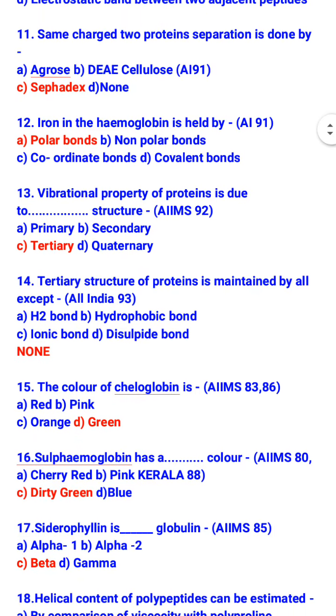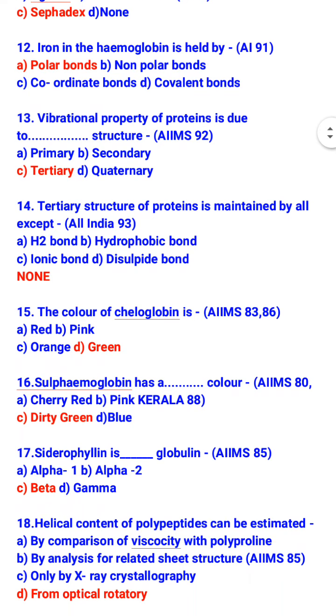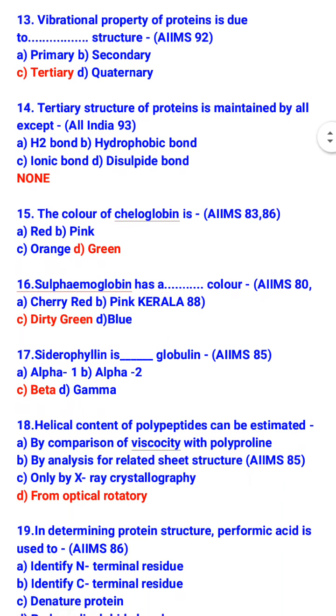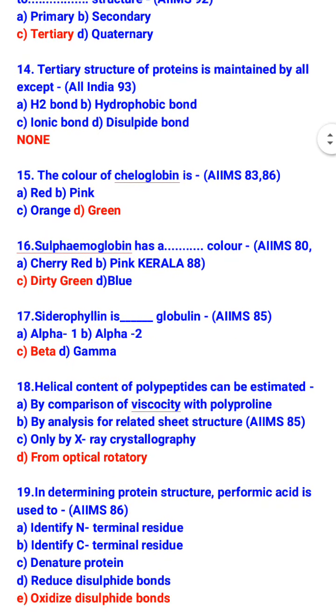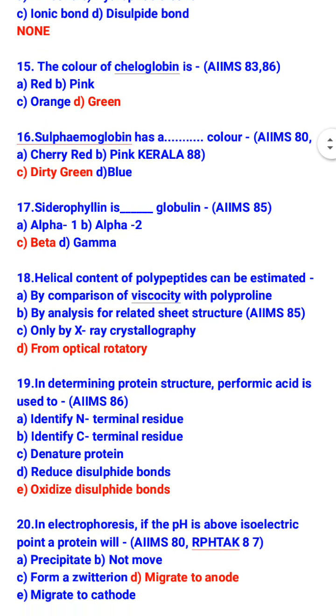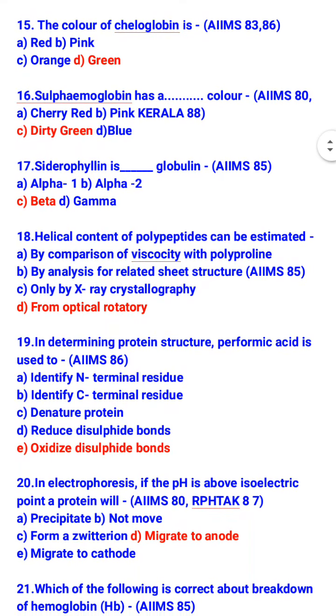Tertiary structure of protein is maintained by all except... so it is maintained by H bond, hydrophobic bond, ionic bond and disulfide bond. The color of choleglobin is green. Sulfhemoglobin has a dirty green color. Siderophilin is beta globulin. Helical content of polypeptide can be estimated from optical rotatory dispersion.